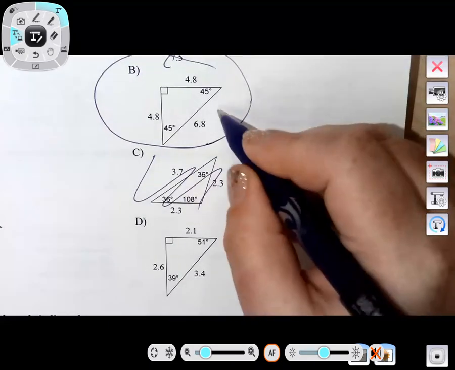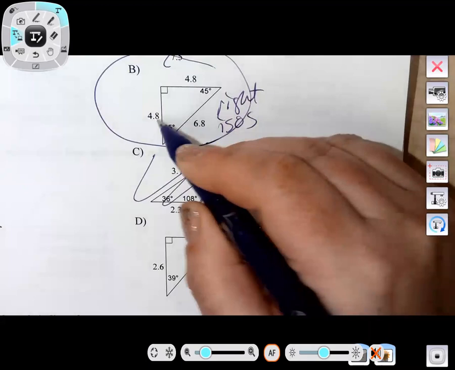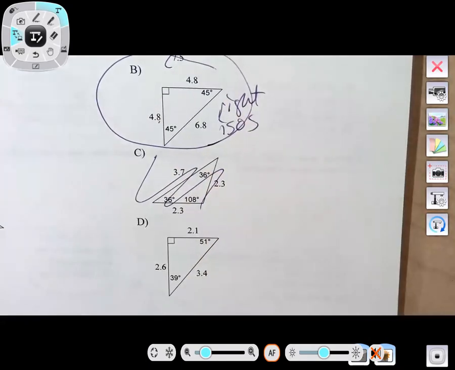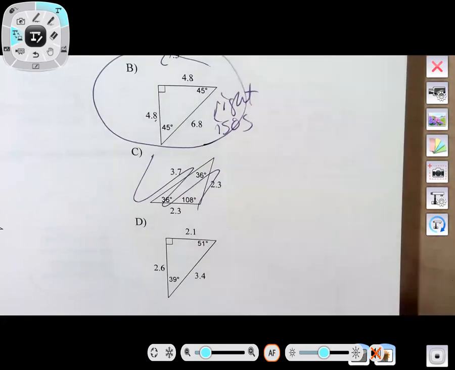Yes, okay, right, isosceles. Two sides the same, the 4.8. My Chromebook died. That's okay. All right. So that's it for classifying the triangles. Are we okay there? We can do, right, acute, obtuse, scalene, isosceles, that. All right, so there's the first section of the test.